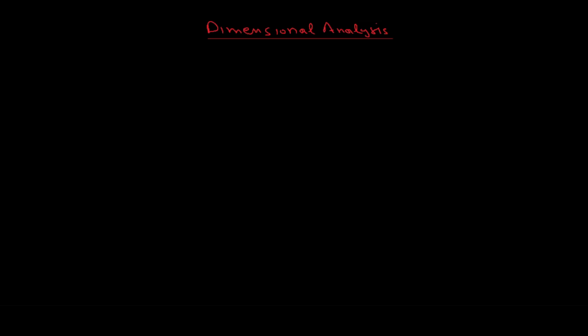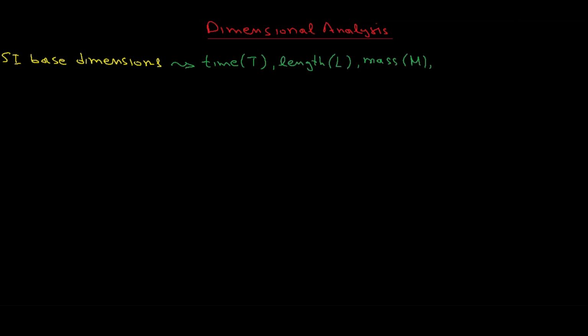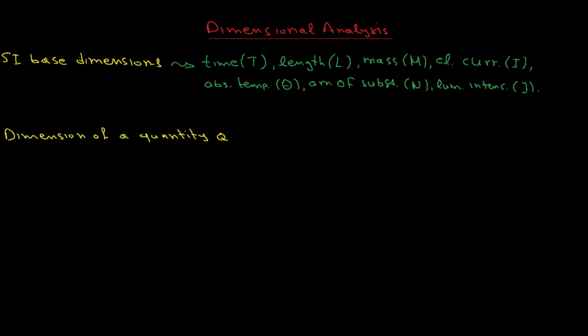So what is dimensional analysis? In the International System of Units, also known as SI, we define 7 base dimensions, namely time, length, mass, electric current, temperature, amount of a substance, and luminous intensity. In this way, the dimension of a physical quantity Q, denoted either as dim Q or Q within square brackets, is defined as the product of the base dimensions raised to some arbitrary powers a through g.